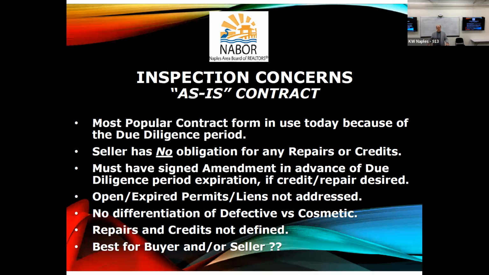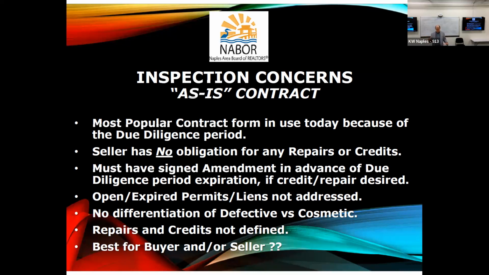Repairs and credits in both the regular NABOR and regular FAR contract. If you want a credit, you go to a licensed contractor, you get an estimate from them, and you put that back to the seller and say, I'd like a credit for $2,500 or $4,000 for radon mitigation. Now, can the seller go and get another estimate? Sure. But everything is based on somebody that knows what they're doing, putting a number on a piece of paper and saying, this is why I'd like the credit.